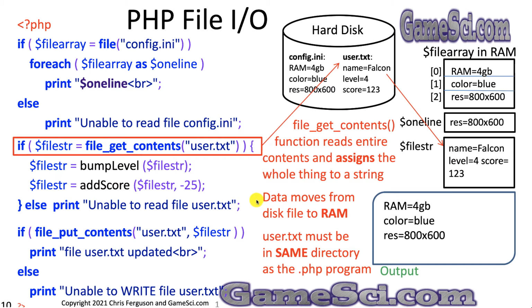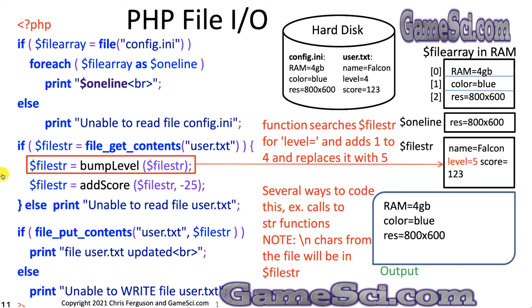The data moves from the disk file to RAM memory. user.txt must be in the same directory as the PHP program. With no directory information in front of this, this is expected to be in the same directory as your PHP program. Both the commands file up here and file_get_contents read the entire file into RAM memory.